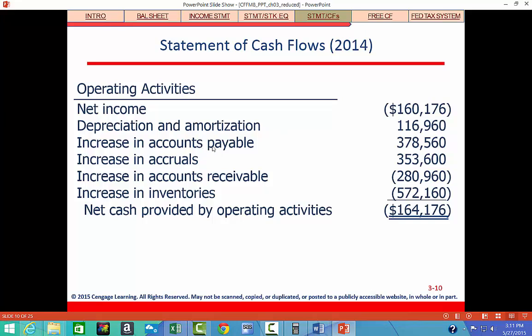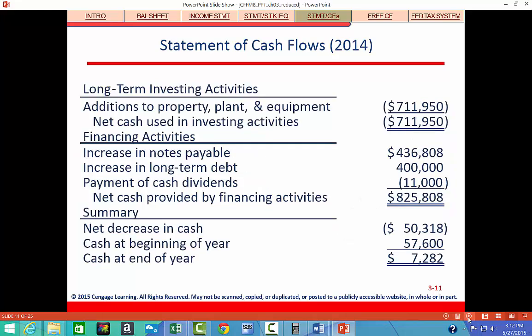Depreciation and accounts payable and accruals are sources of cash, whereas when accounts receivable and inventories increase, that's like a use of cash because they weren't able to access it. And so operating activities provided a negative cash flow of negative 164,000. And then we have investing activities and financing activities. So investing activities was that addition to property, plant, and equipment that they used for the expansion. And so that made them have a negative cash flow there.